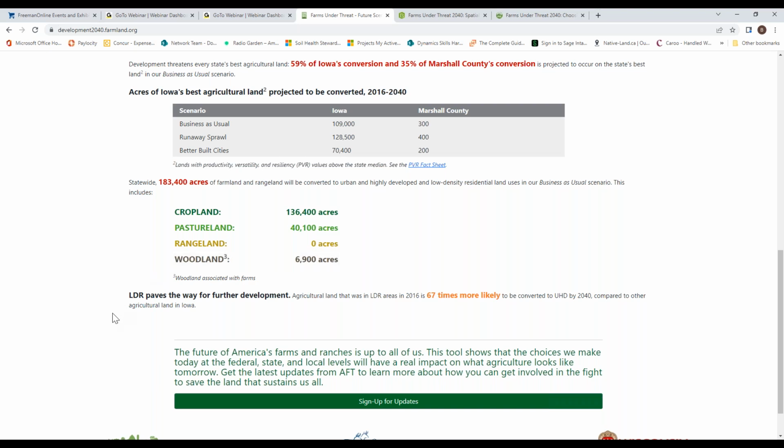And down below here, you see what we were talking about earlier, that low density residential land use paves the way for further development. In Iowa, land that was in low density residential development in 2016 is 67 times more likely to be converted to high density development by 2040.